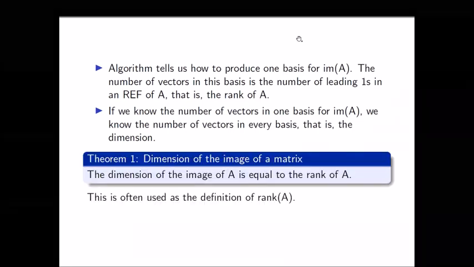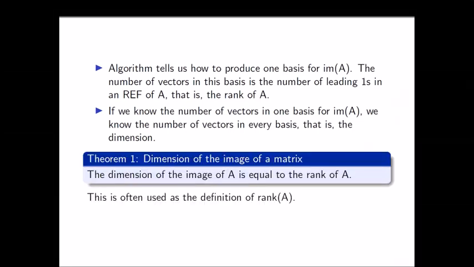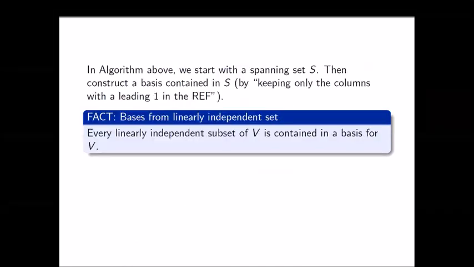And using these two, we get to an alternative definition of the dimension of the image space of matrix A. So, as one would suspect, the dimension of the image space of A is the same as the rank of the matrix A. So in the above algorithm, we started with a spanning set, and then we construct a basis that is contained in this S. So we just throw some elements out essentially.